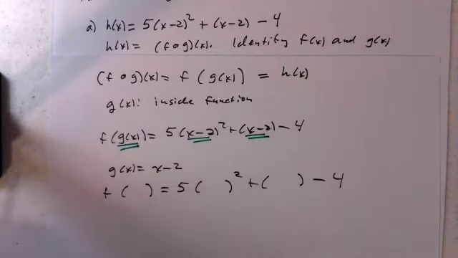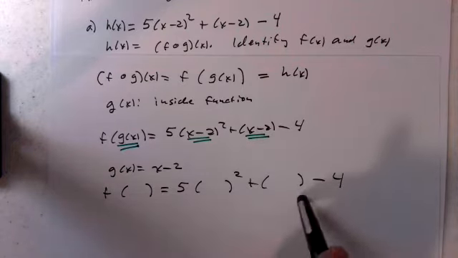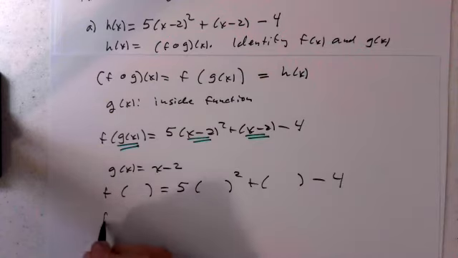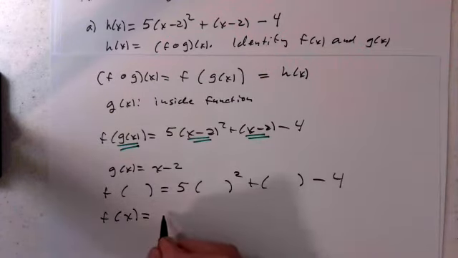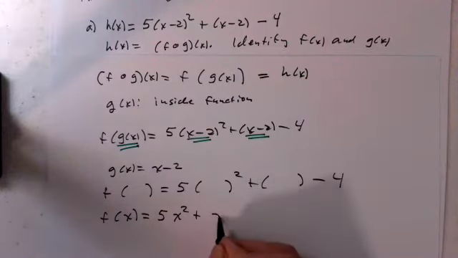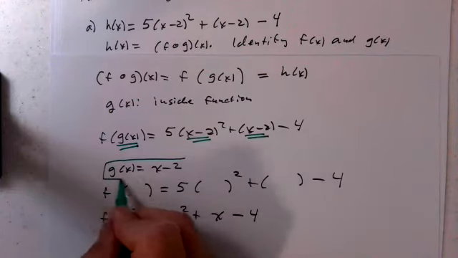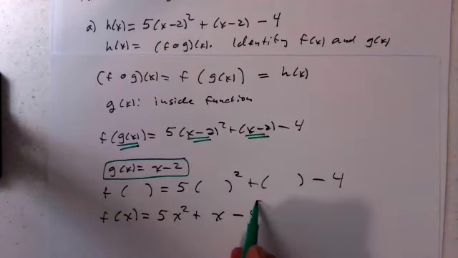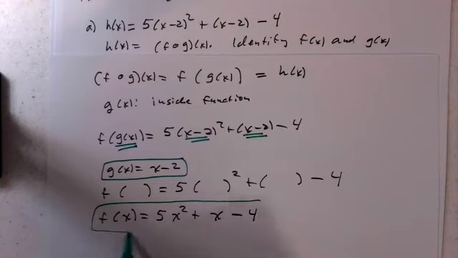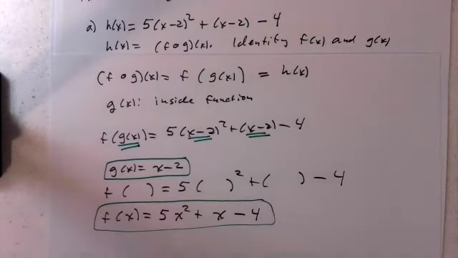So f of something is 5 times something squared plus something minus 4, and that something, of course, is x. So we get f of x is 5 times x squared plus x minus 4. So we have our f and we have our g. If you do this, it's certainly a good idea to run it the other way to see if that really is the case.